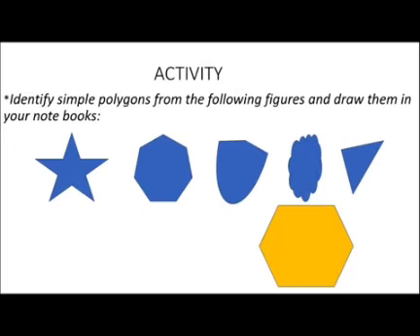Okay. Now, in the next activity, look at the figure that's appearing on the screen. How many sides are there? Please count and tell me how many sides there are. There are 6 sides, is it not? So, these 6 sides form a polygon. And what is the special name for that polygon? It is a hexagon. Hexagon means a polygon made up of 6 sides.